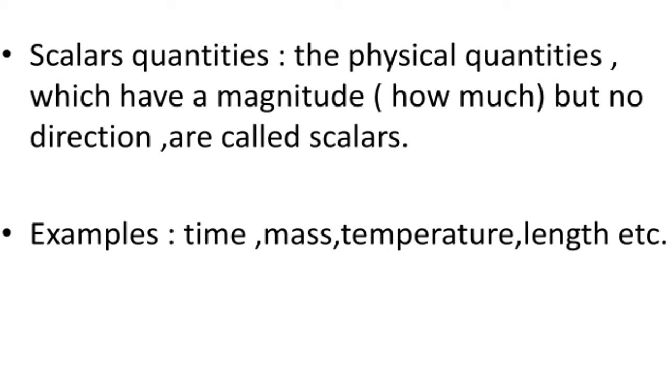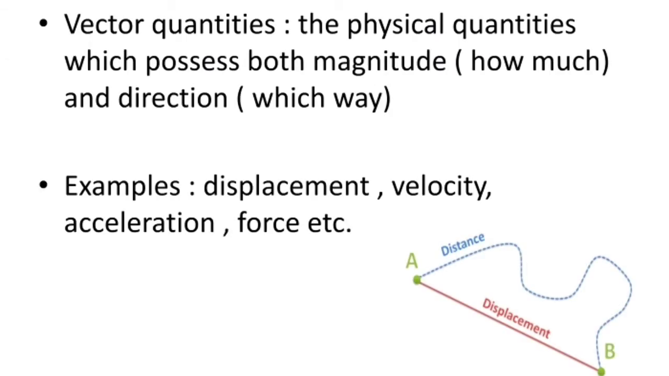That is mass in kilograms. Another example is temperature. If you say normal body temperature is 98.6 Fahrenheit, we are mentioning the value or magnitude, but we are not mentioning the direction.